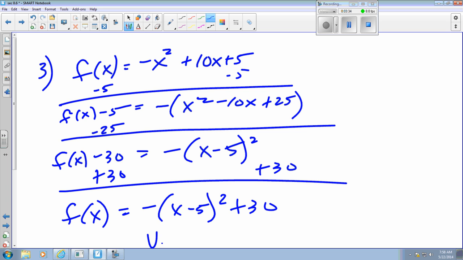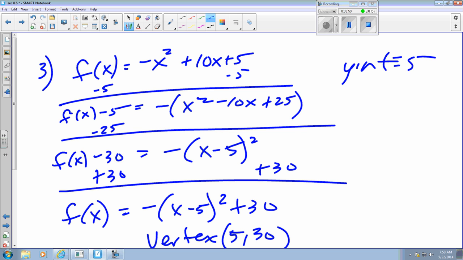So my vertex is at 5, 30, just by completing the square. Now on this one, if we wanted to find our x-intercepts, we would plug it into the quadratic formula. Even though the instructions just asked for the vertex, we certainly could do that. The y-intercept would be 5, of course, because that's the only one without an x.